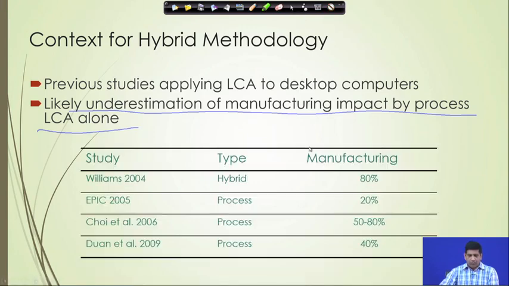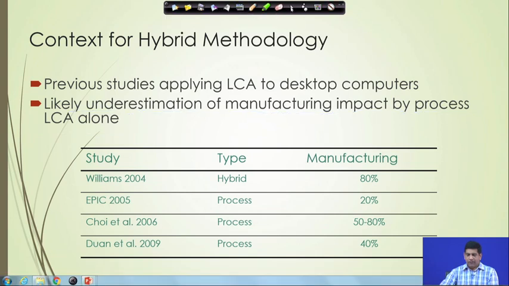As you can see over here, Williams and several other studies are listed, and the type of LCA done, whether process based, hybrid, or manufacturing. As you look at the impact, the hybrid shows more impact in terms of manufacturing, while the others used process based, a different methodology. You see ranges from 20 to 80%, but this one showed 80%.